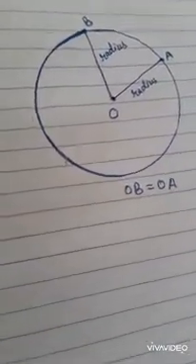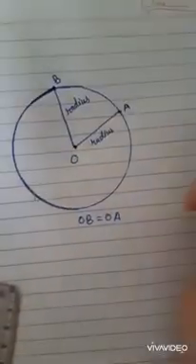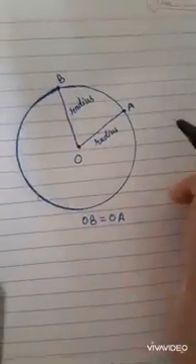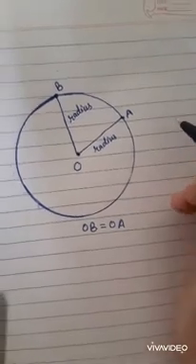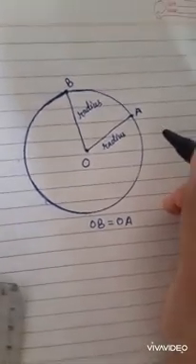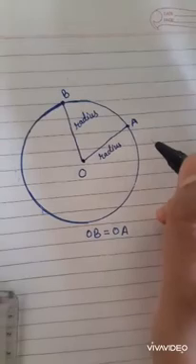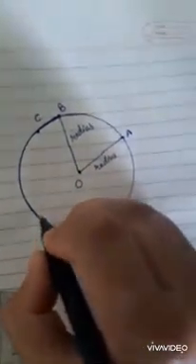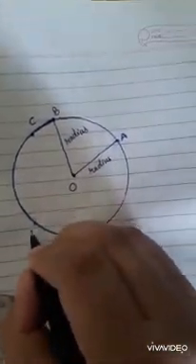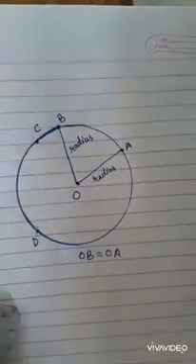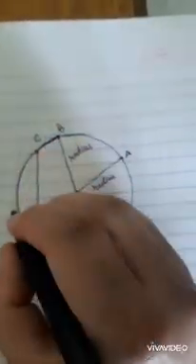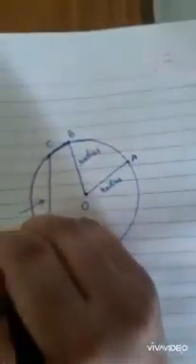Now we will understand what the chord of the circle is. A chord is a line segment that joins 2 points on the circumference of the circle. Like we take a point C and a point D on the circumference of the circle and we join them. So we get the chord.